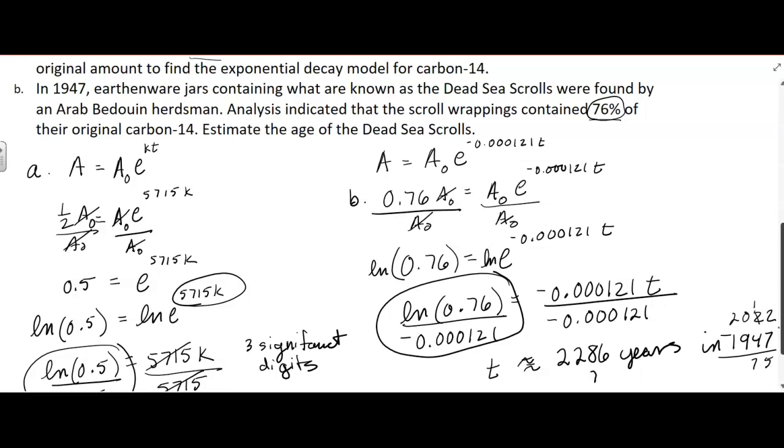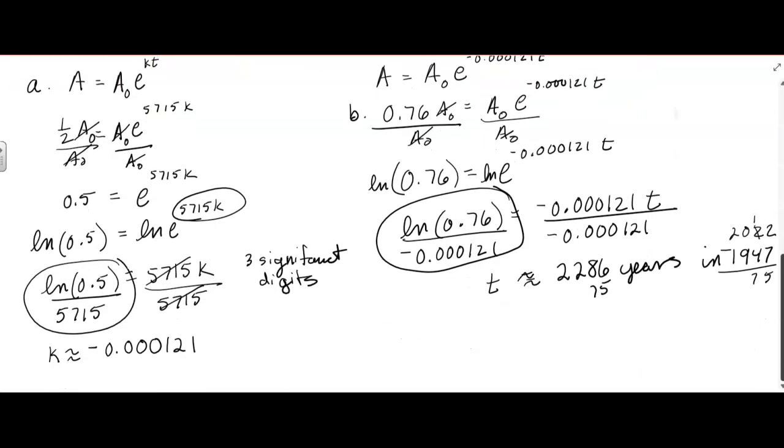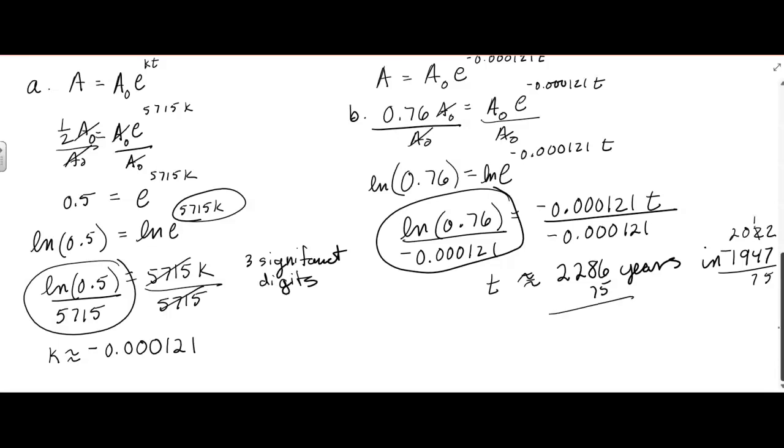So I need to add 75 years to that. So in 2022, let's see, those Dead Sea Scrolls are 2,361 years old. Of course, next year could be the same textbook and it would be another year older. But okay, so that is interesting.